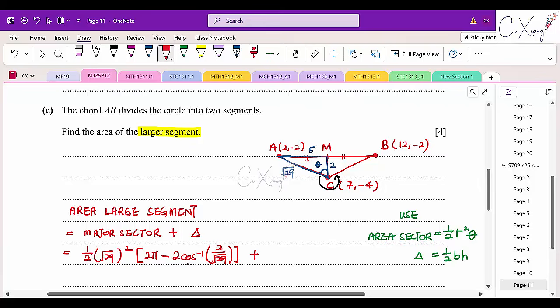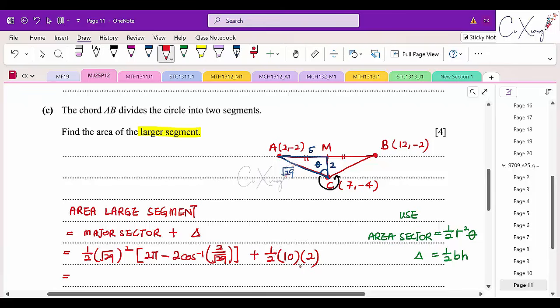After that, I want to add the area of the triangle. So for this triangle, I know that my formula is half times base. The base means the length from A to B. So from A to B, it is 10 unit because 12 minus 2 is 10. And then the height, what is the height? Height is MC. So MC is 2 unit. Okay, so this is basically how we get the area of the triangle.